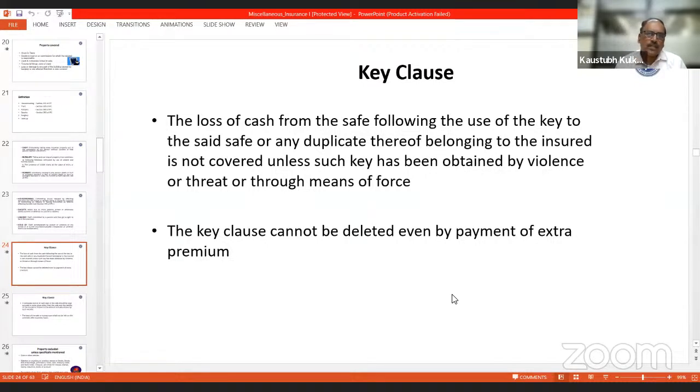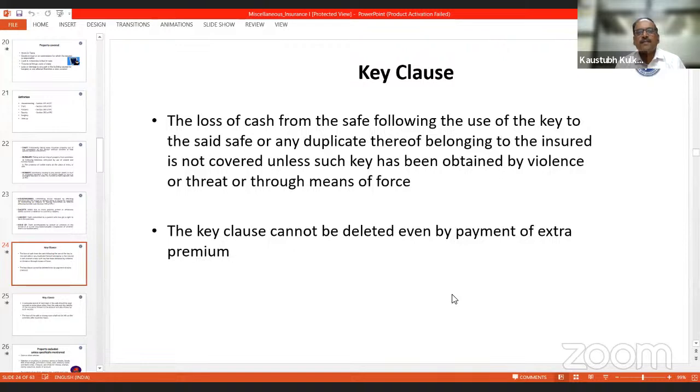Here, the key clause is introduced because whenever the keys are used by any unlawful person who is committing theft, the question of use of keys will come into the picture. So in case the keys are still with the landlord or the insured, the use of keys by wrongful means, the duplicate, or it may occur that the impression of those keys might have been taken by those burglars, and those keys are used for such a type of robbery or burglary. So this key clause is very important.